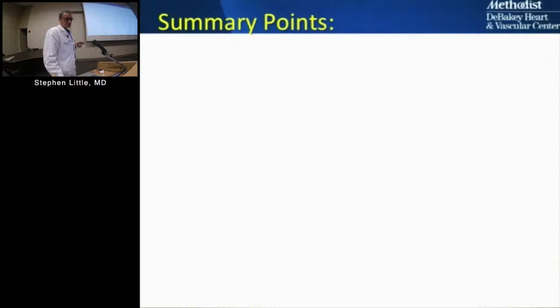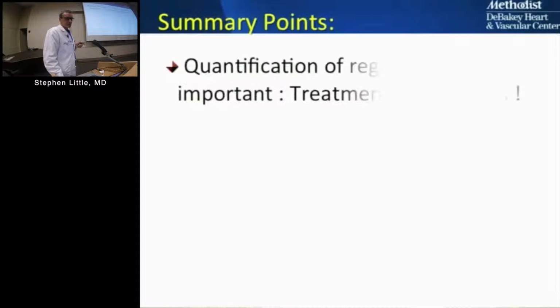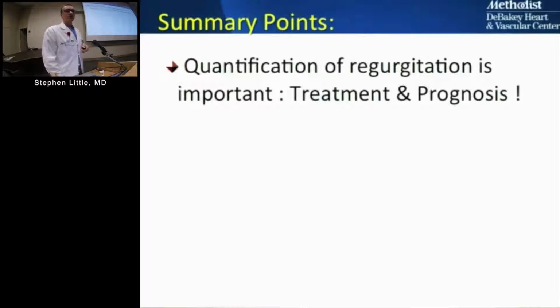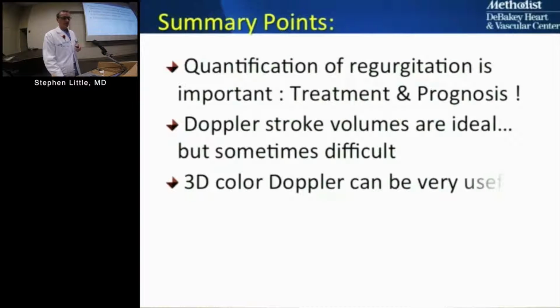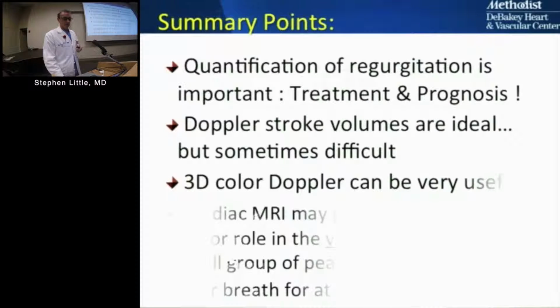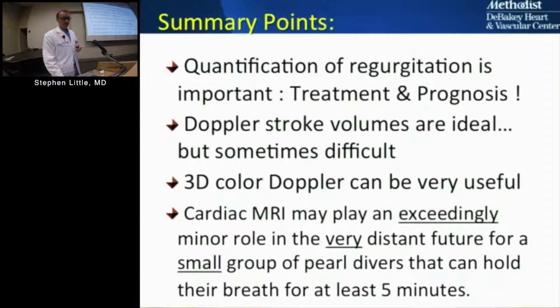And the final slide, some summary points. So quantification of regurgitation is important both for treatment and for prognosis. Doppler stroke volumes are ideal in concept, but they're difficult, and you need to practice the math on people who don't have regurgitant lesions. 3D color Doppler can be useful, and this is for Dr. Nabi. Cardiac MRI may have an exceedingly minor role in the very distant future for a small group of pearl divers that can hold their breath for 5 minutes. There you go. Take over, Faisal.